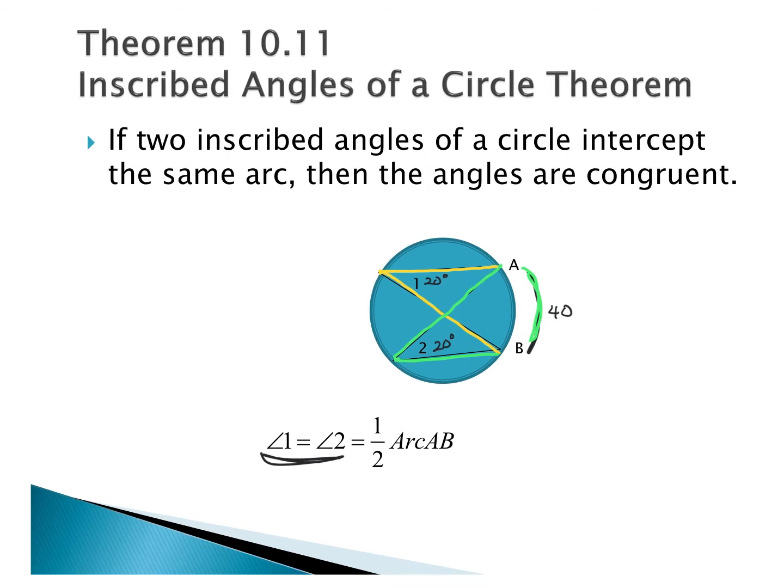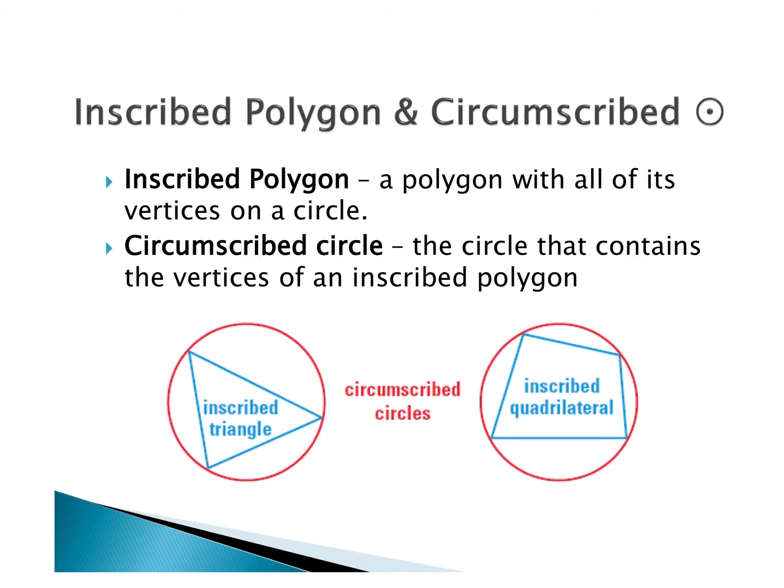Next, more definitions. An inscribed polygon is a polygon with all of its vertices on a circle. Sort of think of this as being inside. So it's a polygon that's inside the circle, inscribed. When we talk about a circumscribed circle, it's a circle that contains the vertices of an inscribed polygon. So here, the triangle is an inscribed triangle because it's inside the circle.